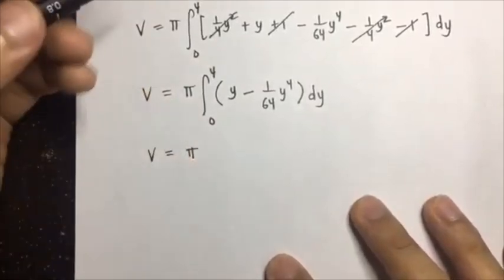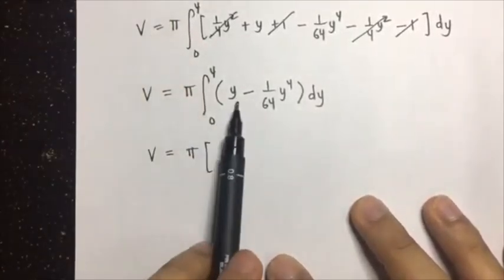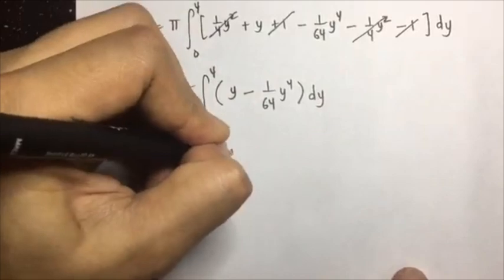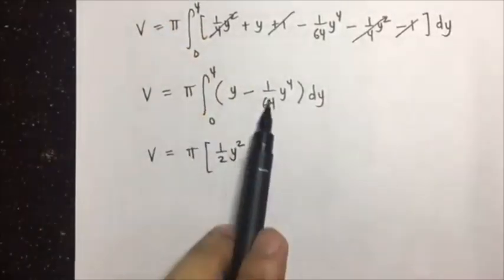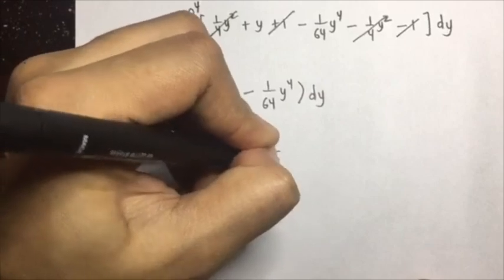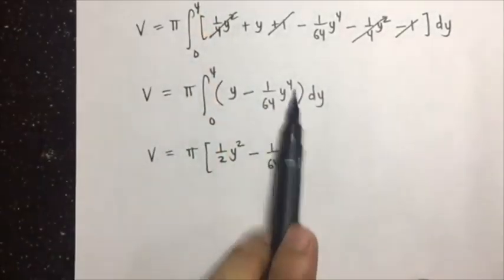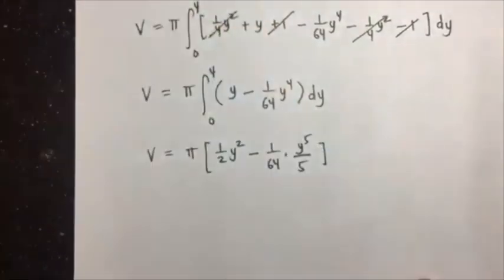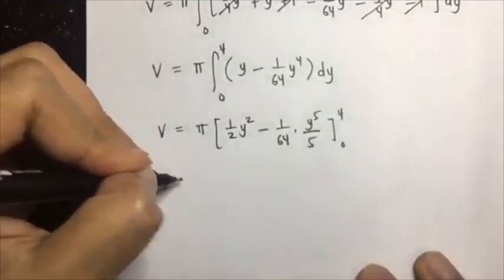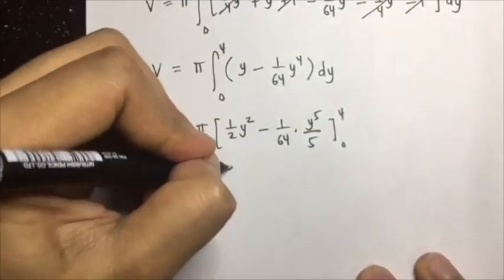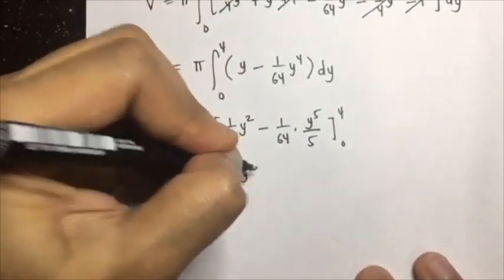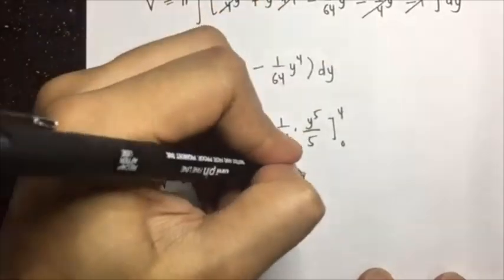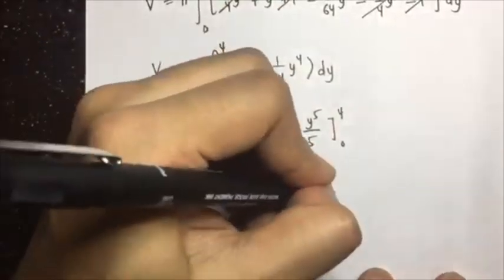So V equals pi, integrating y dy, so that is 1/2 y squared, minus integrating this: 1/64 multiplied by the integral of y to the 4th, which is y to the 5th over 5, from 0 to 4. Simplifying, we have pi multiplied by 1/2 y squared minus, 64 times 5, I think that is 320, y to the power of 5, from 0 to 4.